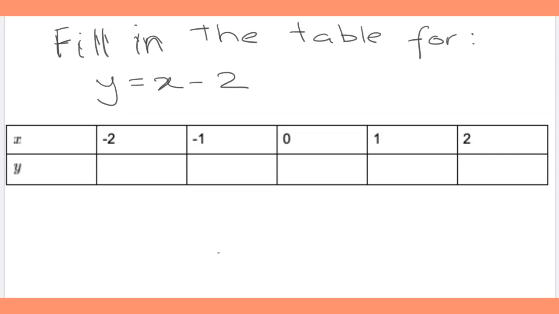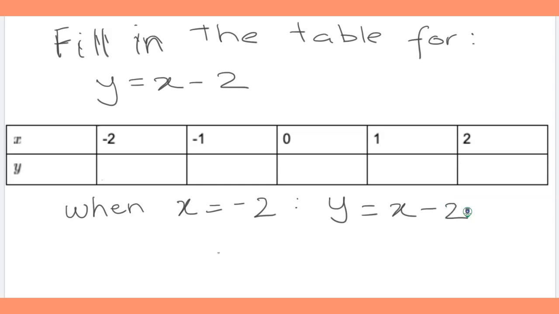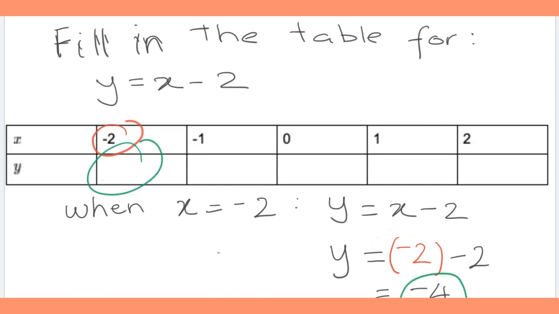So I'm going to say when x is equal to -2, we want to work out what y is equal to for this equation. Okay, now let's do a bit of substitution. I'm going to substitute what our x is, which is -2. I'm going to put in a bracket so you can see that's where I've taken it from. Take away 2 from that, and that gives you -4. So we know that in the scenario where x is -2, your answer for y would be -4.